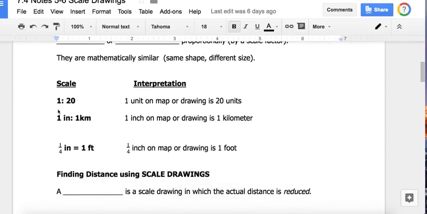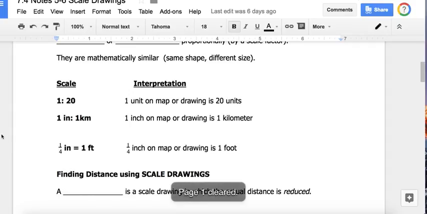We could have 1:20. This would mean 1 unit on a map or drawing is 20 units. We could also have 1 inch : 1 kilometer, which means 1 inch on a map or a drawing is 1 kilometer in real life. And we also have 1/4 of an inch equals 1 foot. This would mean 1/4 of an inch on a map or drawing is 1 foot in real life.